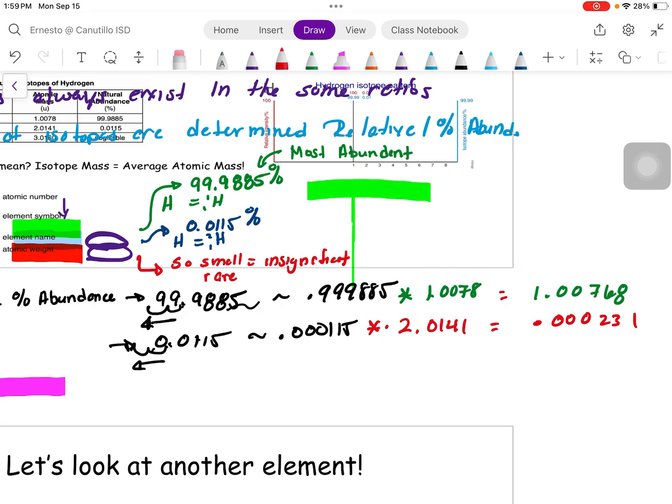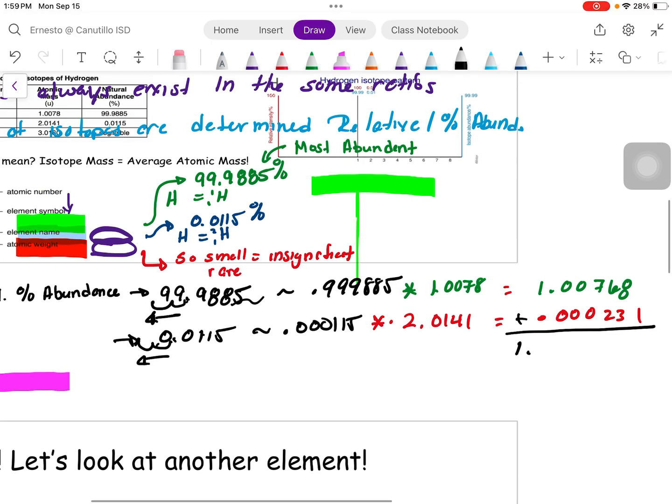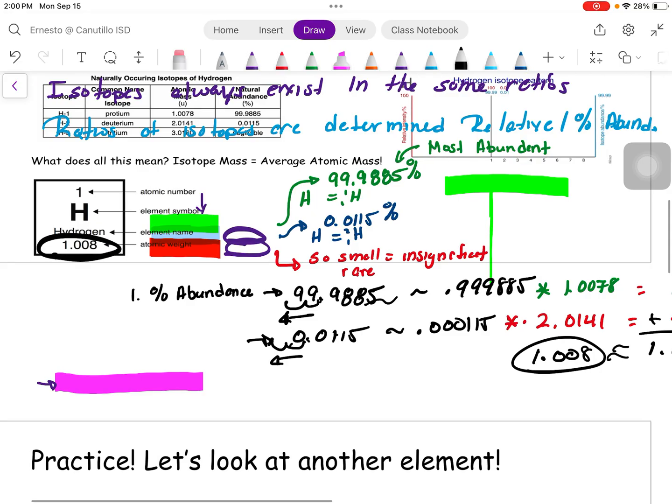Now, if I take these numbers and I add them up, right? I end up with 1.0079. Okay, this number represents the number on the periodic table, and if I was to round up to this place right here, this becomes 1.008, which is the same number that we have here.